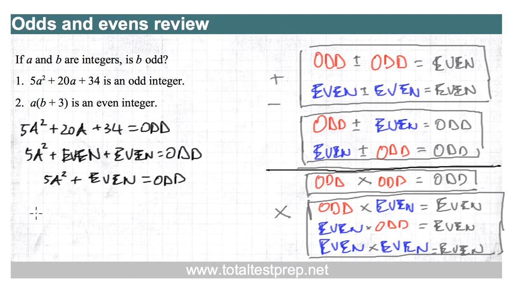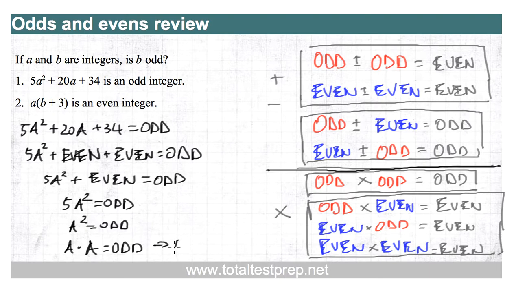And now we work backwards. We know the only way to get an odd when you're adding is if these two are different types. So if we have an even here, that means this has to be odd. So 5a squared is odd. And then using our rules of multiplication, we know that if you're multiplying and the result is odd, all of them have to be odd, which means that a squared has to be odd, which means that a times a is odd. And again, the only way to get an odd is if they're both odd. So a is odd. This is what we learned from statement number 1.